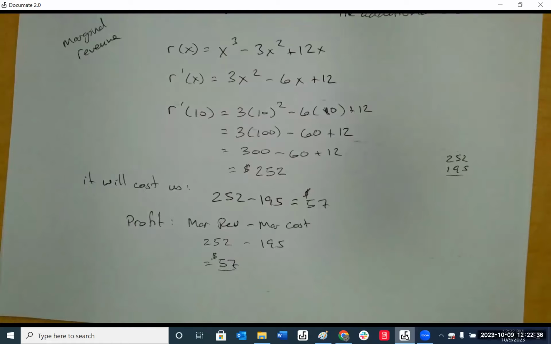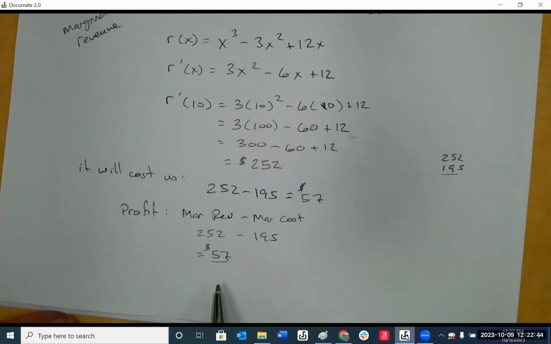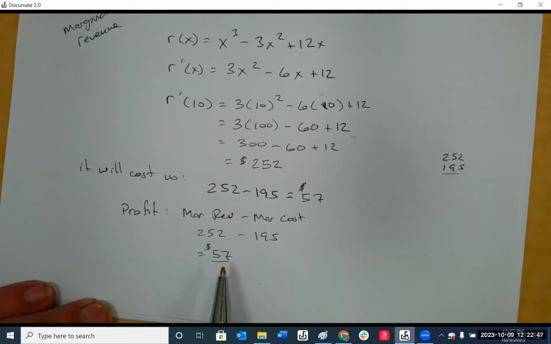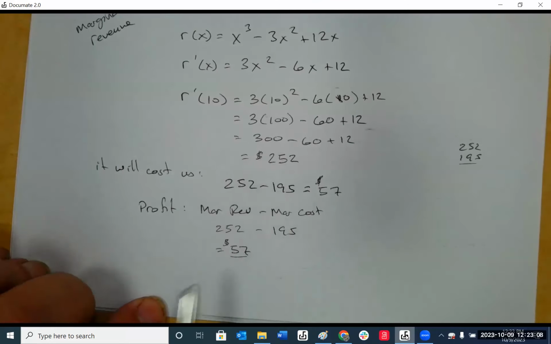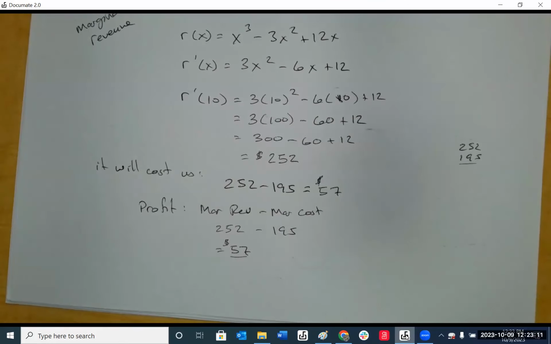This is our profit after making 10 items and selling 10 items. So if we made 10 and sold 10, that means this is what we have left. It's not going to be $5.70. It's going to be $57 profit per item, even if we go to 11, or if we sell 14. Each one we increase by will make this much money extra. So if we sell 11, we'll get $57. If we sold 2 more, we'll get 114.